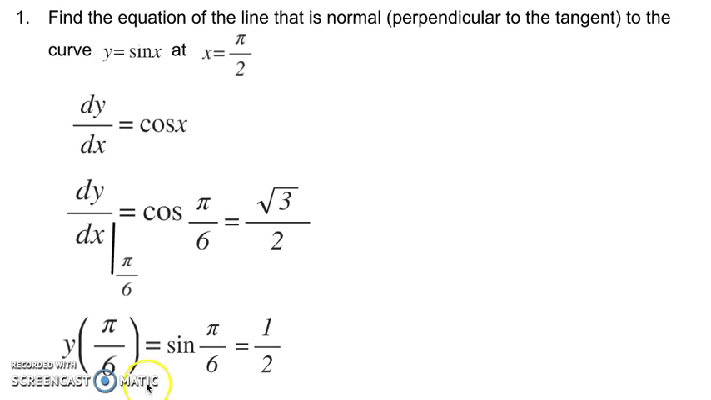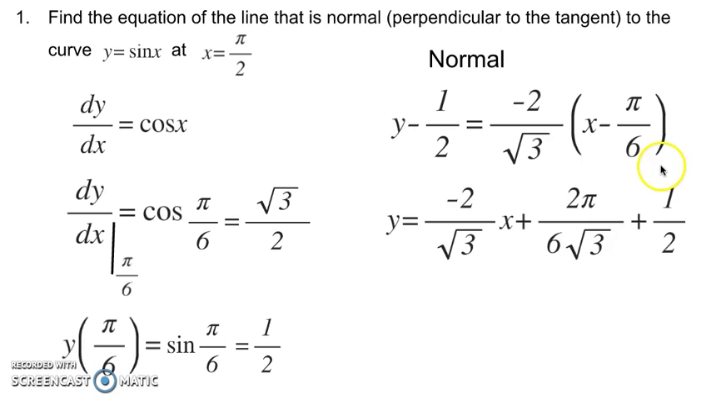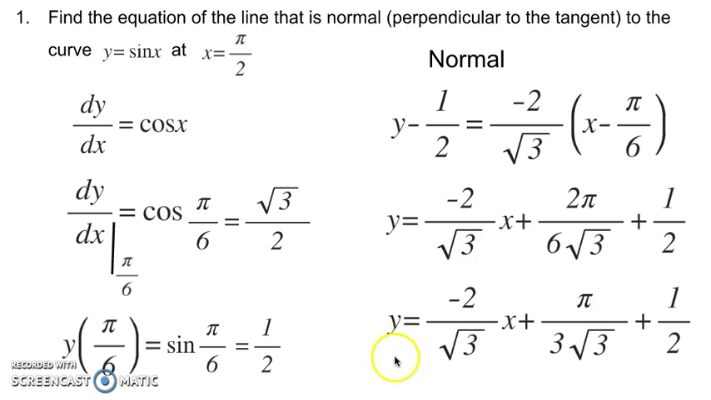Then we plug pi over 6 into the original equation and get 1/2, since that's sine of pi over 6. The equation of the normal is found using the x value, the y value, and the negative reciprocal of the slope value. So the normal line would be y minus 1/2 equals negative 2 over radical 3 times x minus pi over 6. And fully distributed, it would be y equals negative 2 over radical 3 x plus 2 pi over 6 radical 3 plus 1/2. Fully simplified, the normal line is y equals negative 2 over radical 3 x plus pi over 3 radical 3 plus 1/2.